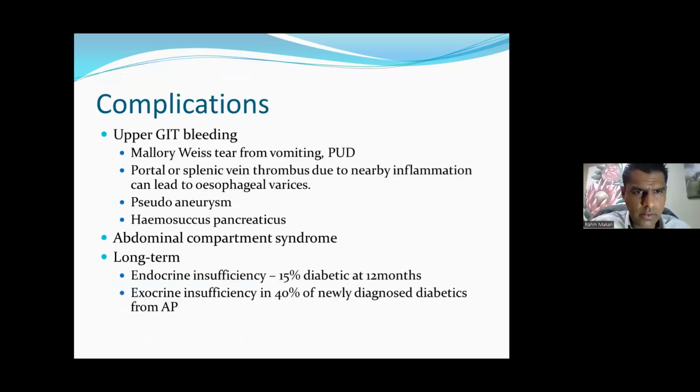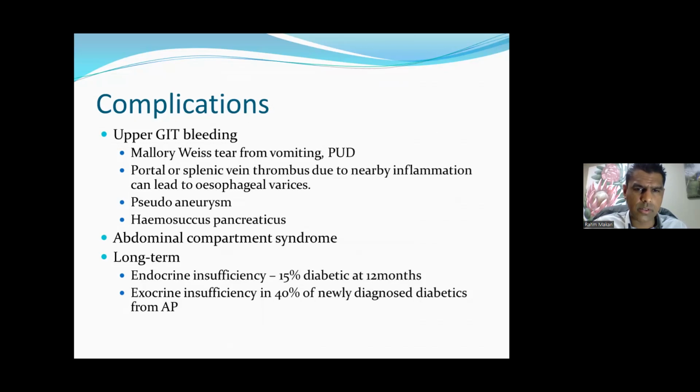So the complications: upper GIT bleeding, so the Mallory-Weiss tear from vomiting, peptic ulcer disease from the ICU stay. You can get portal or splenic vein thrombus due to the nearby inflammation, which can then lead to esophageal varices and then bleeding. You can get pseudoaneurysm formation, and then you can get hemosuccus pancreaticus.